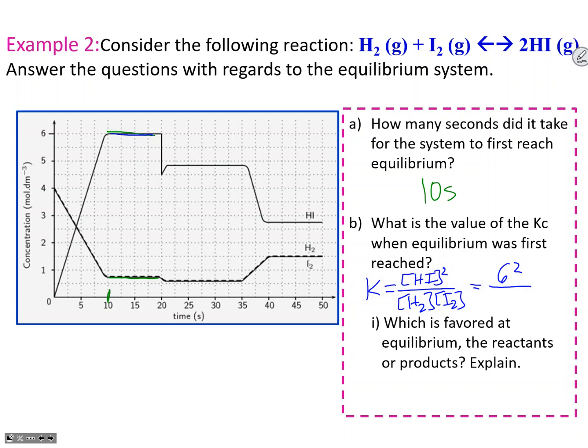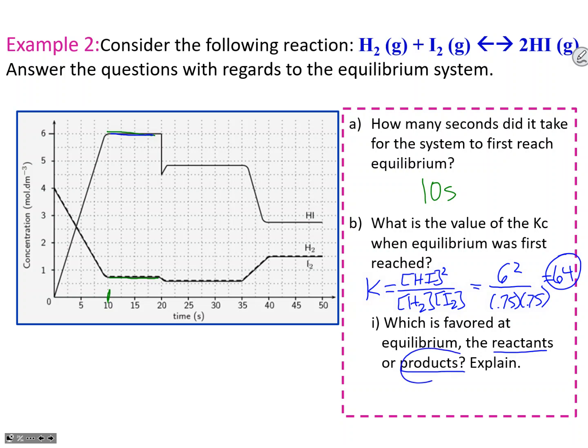Over, remember H2 and I2 both have the same mole number in front of the reaction, so their lines are together. One's like the dash and the other one is the solid there. And that's around at the first equilibrium position about 0.75 for both. So you could just square that, or you could just multiply it like this, where you're going to get your 64 for your K. Now, since K is 64, what is favored at equilibrium, the reactants or the products?